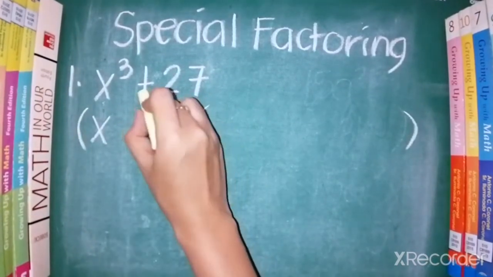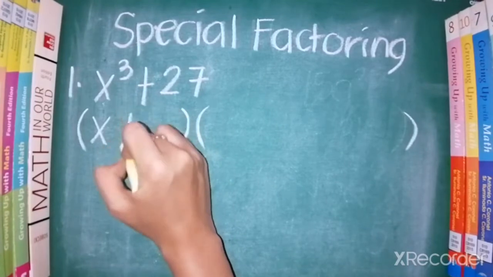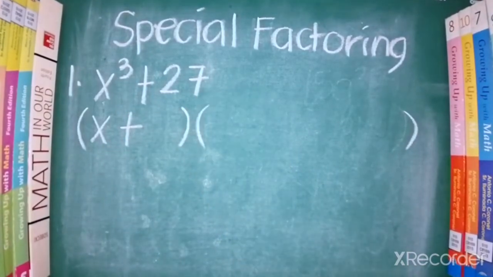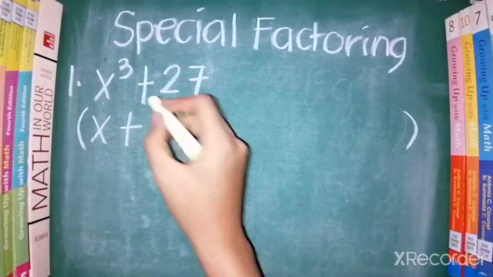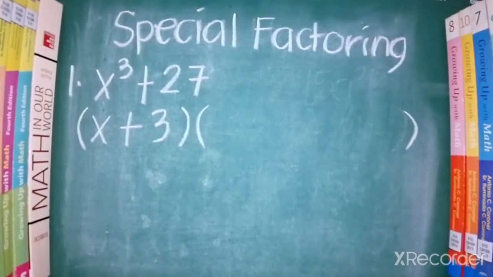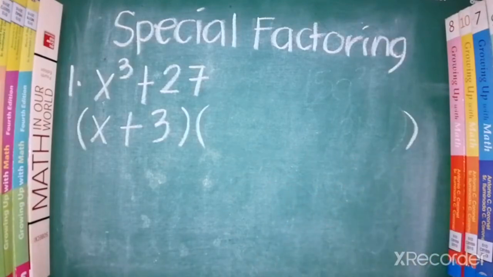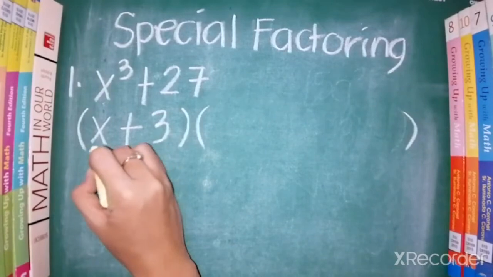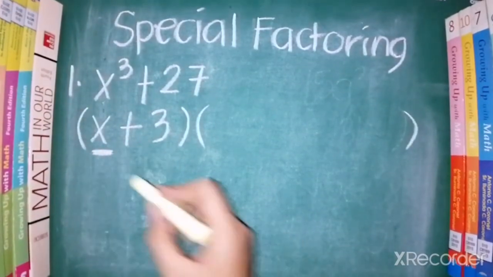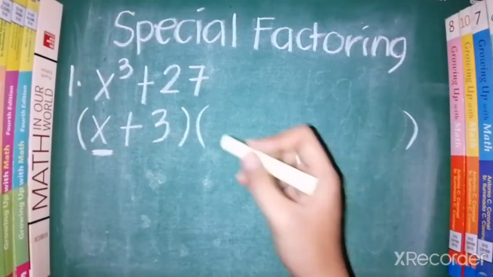And then copy the sign, which is plus. Next is cube root of 27. Very good, 3. Why 3? 3 times 3, that is 9. Then times 3, that is 27. Next is we're going to proceed with the bigger parentheses. So first is we're just going to square the first term. So x. So we're going to square x, that is x squared.